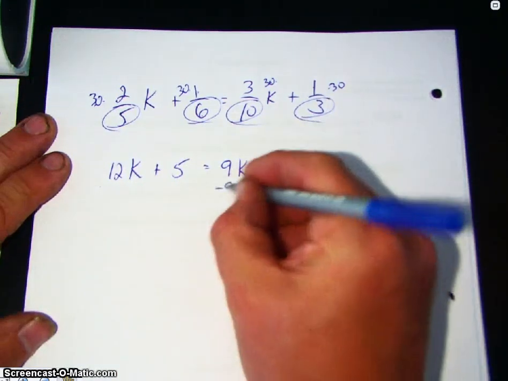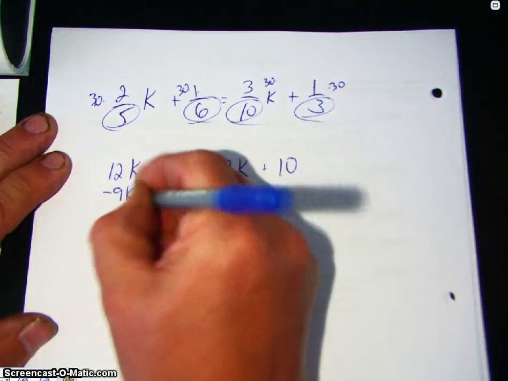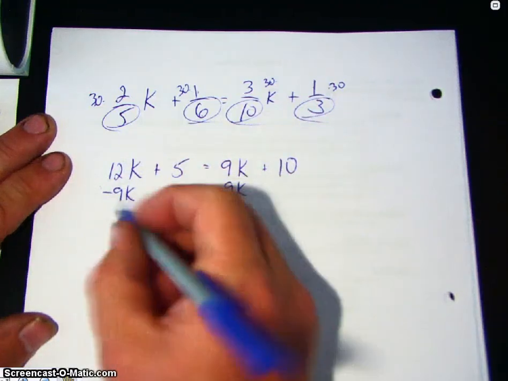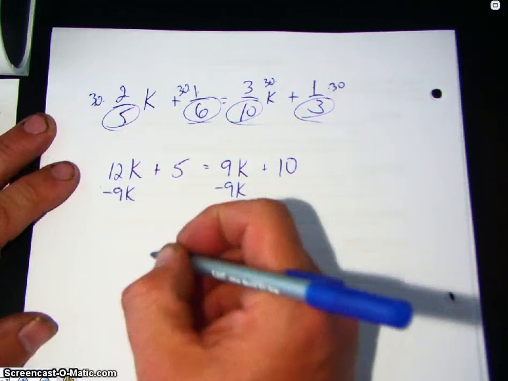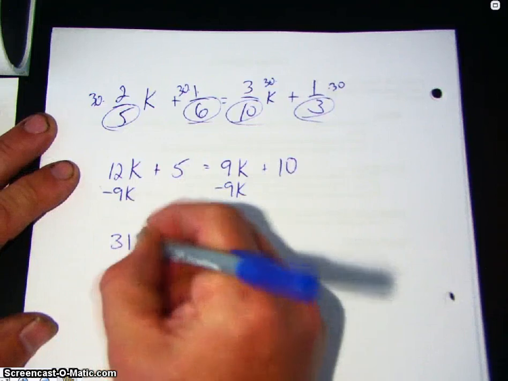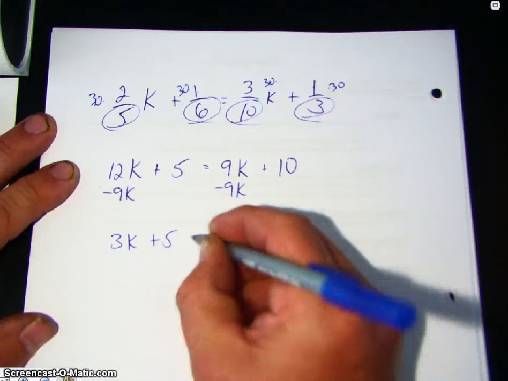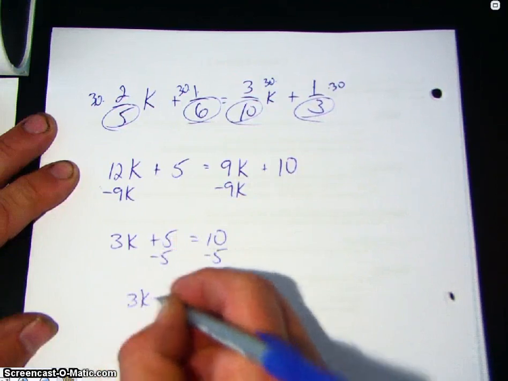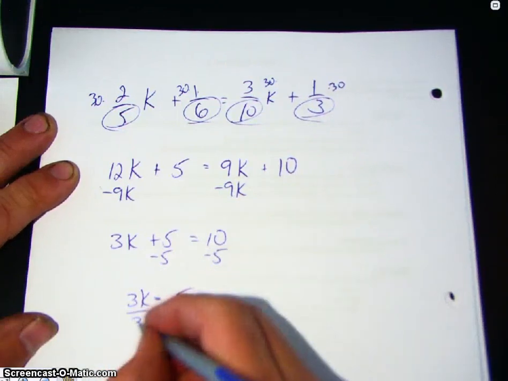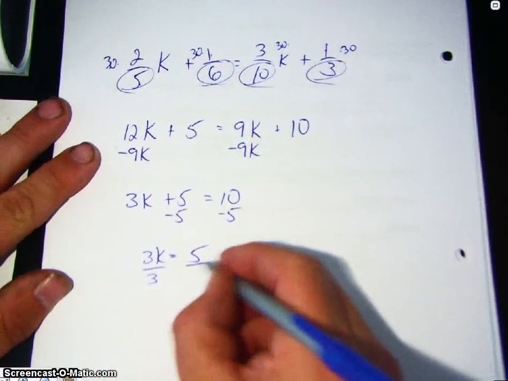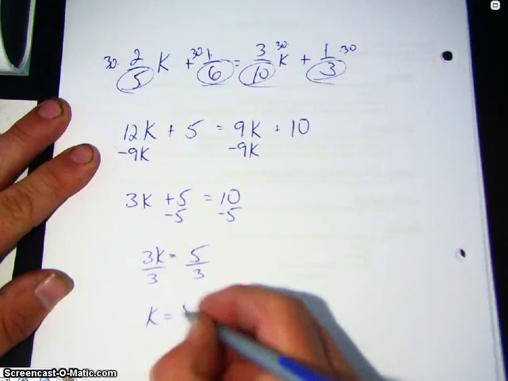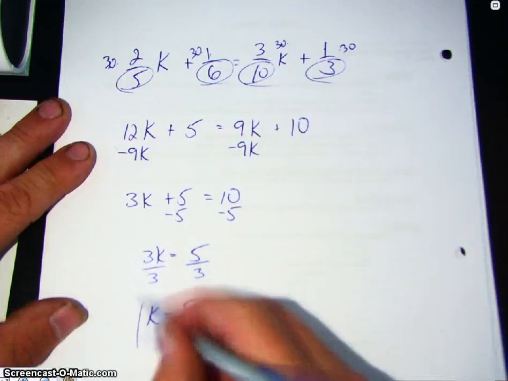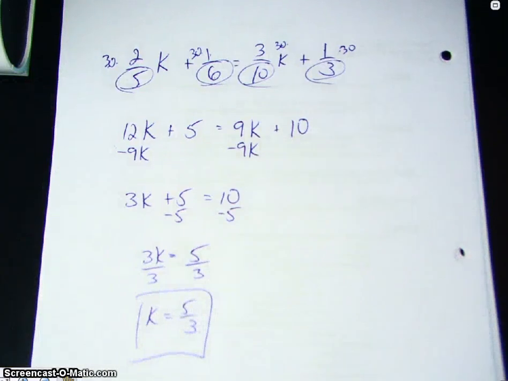All right, so I'm going to subtract 9k from both sides. So 12 minus 9 is 3. Subtract 5 from both sides, which gives me 5, then divide both sides by 3. Keep it as a fraction; it can't be simplified, so I am finished.